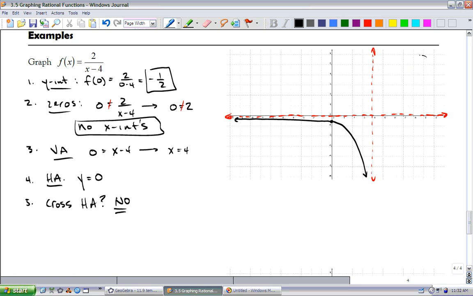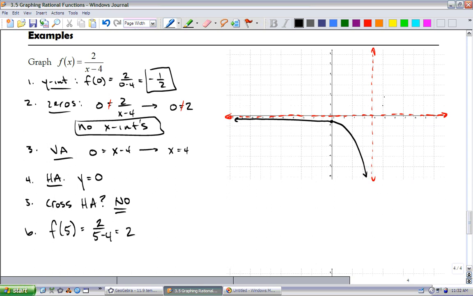Now, what we don't have is anything for this portion of the graph yet. So that's where number 6 comes in, and we just need to pick a value to help us out. So I'm going to take f at 5, and if I put 5 into this function, I get 2 over 5 minus 4, which is 2.